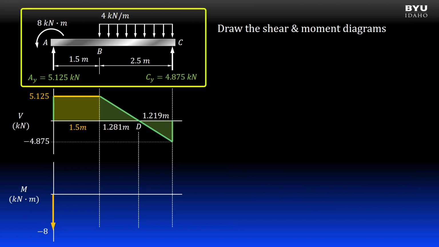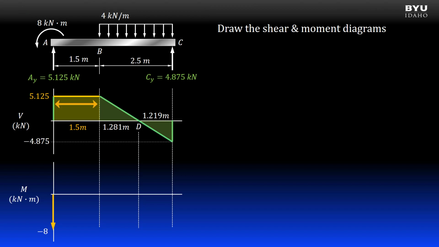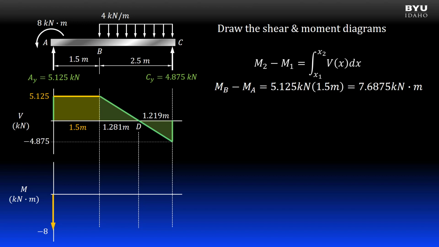Back to our example. Note that there are no more concentrated moments on our beam, so we no longer need the free body diagram. The rest of the information we need will come from the shear diagram. From A to B, we have a constant positive shear. We have a rule that states that the change in the moment diagram between 2 points is equal to the integral of the shear diagram between the 2 points. So the change in moment between points A and B is equal to the area of the shear diagram between A and B, which is a rectangle of height positive 5.125 kilonewtons and length 1.5 meters. The change is about positive 7.69 kilonewton meters.